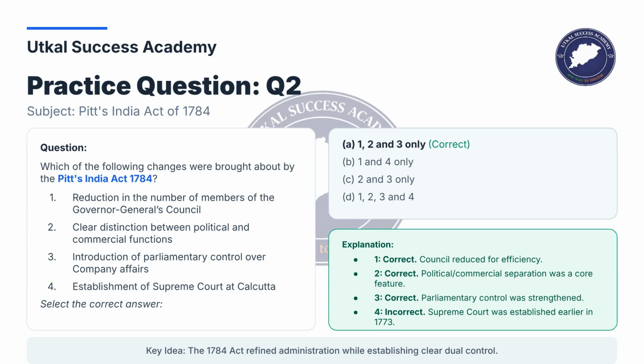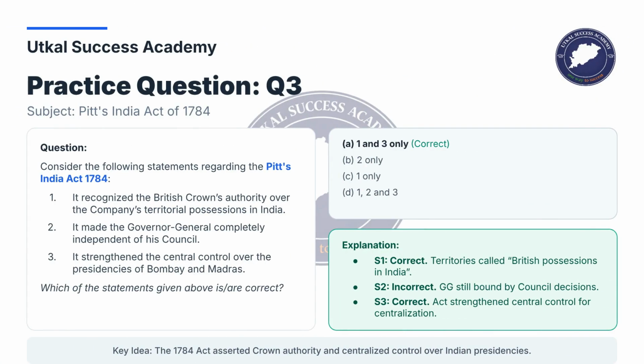Question 2 assesses changes brought by the 1784 Act. Statements 1, 2, and 3 are correct, including the reduction of the council members and the political commercial separation. Statement 4 is incorrect, as the Supreme Court was established earlier. Option A is correct. Question 3 asks about Crown authority and centralized control. Statements 1 and 3 are correct. Statement 2 is incorrect, as the Governor-General was still bound by council decisions. Thus, option A is the correct answer.